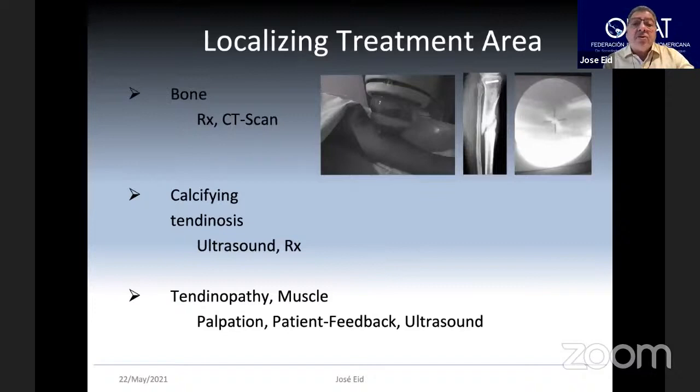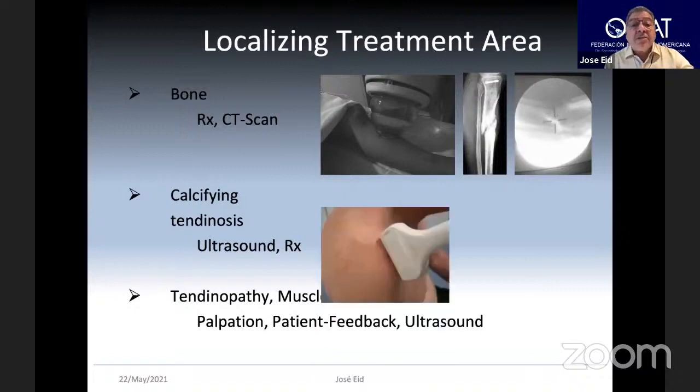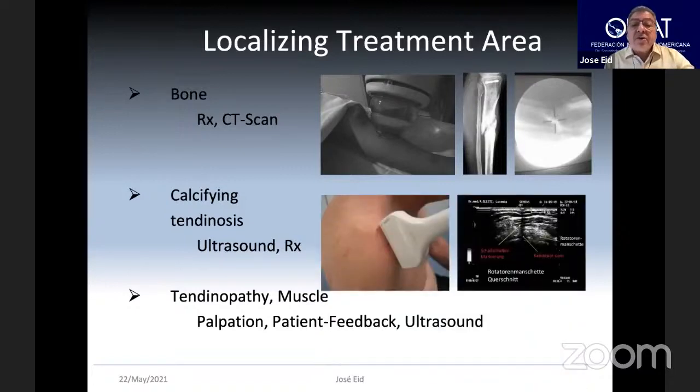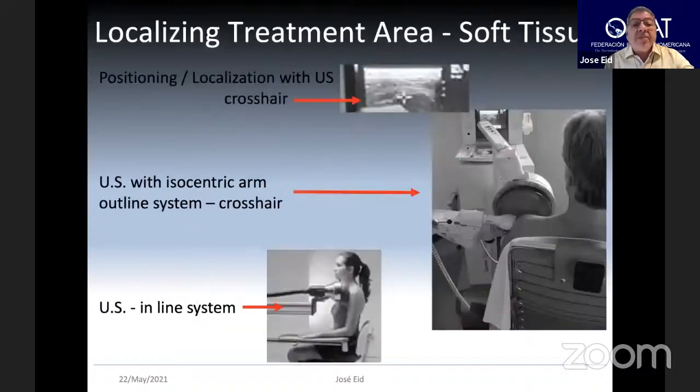When we try to localize the area to be treated, we can use a CT scan or X-ray, depending on soft or bone tissue. And sometimes also the patient's feedback on where it hurts. You can see here ultrasound, for instance, for calcifying tendinopathy. And you can use both an isocentric arm, as you can see in the arrow in the middle picture, or an inline system, another kind of electrohydraulic generator.